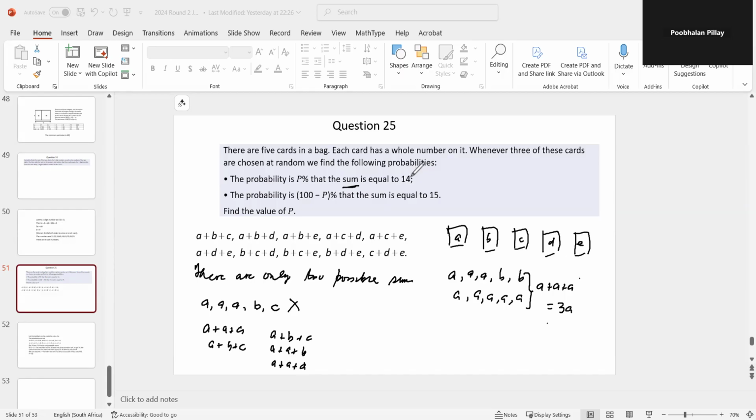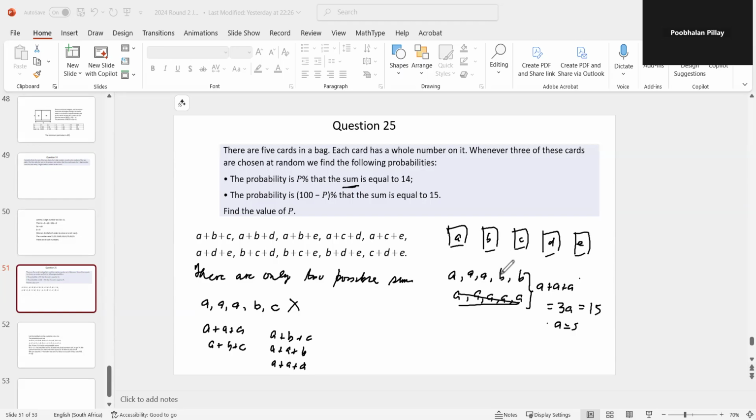But what you got, the sum is 14 or 15. So 3A can't be 14 because A is a whole number. Right? The cards have got whole numbers. So this has to be 15. So you have that A is equal to 5. In both cases, there's a possibility of 3 A's. But if A is 5, then all these are 5 here, and you can't have the sum 14 because the only sum you can have here is 15. So this possibility is out. Okay, because 14 doesn't appear.